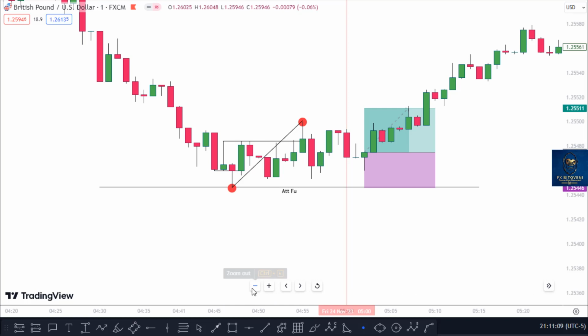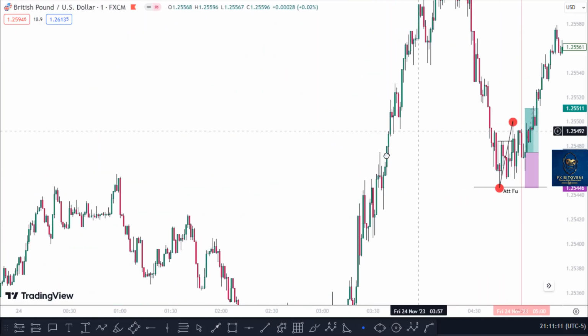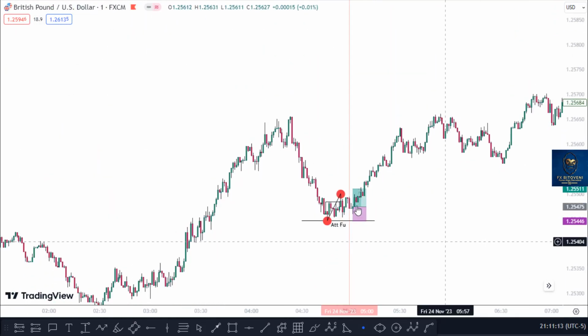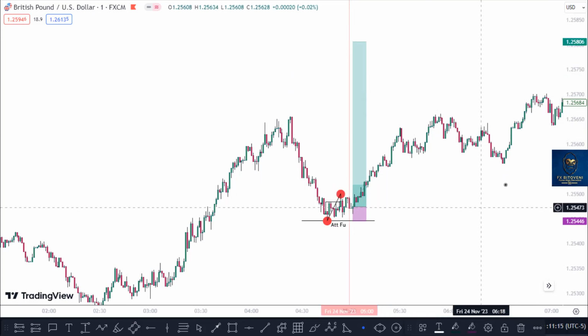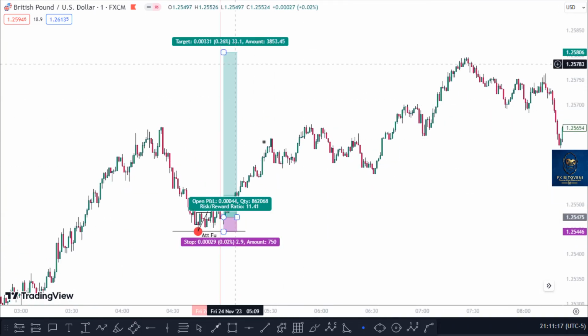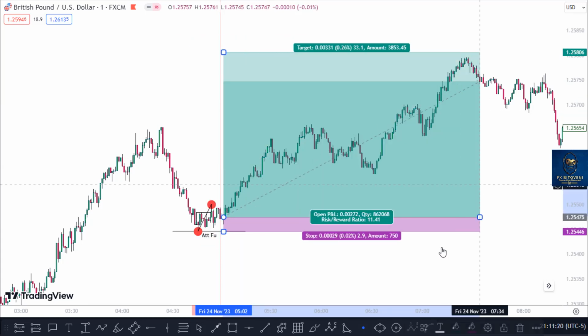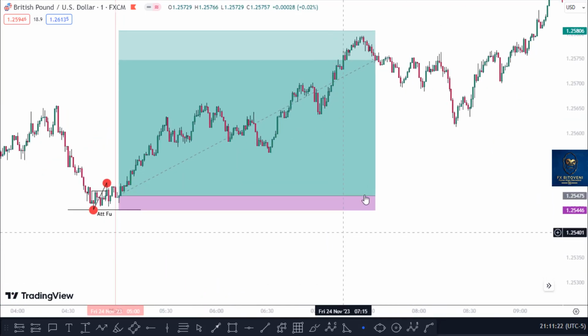And then you are enjoying what? You are enjoying the move. You are trading the move. You understand. If there is no pullback within your zone, do not enter. So you get the point.